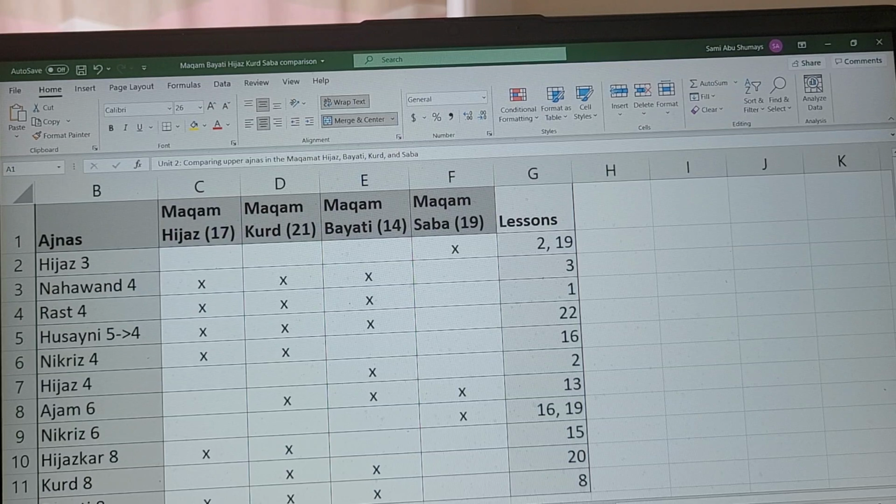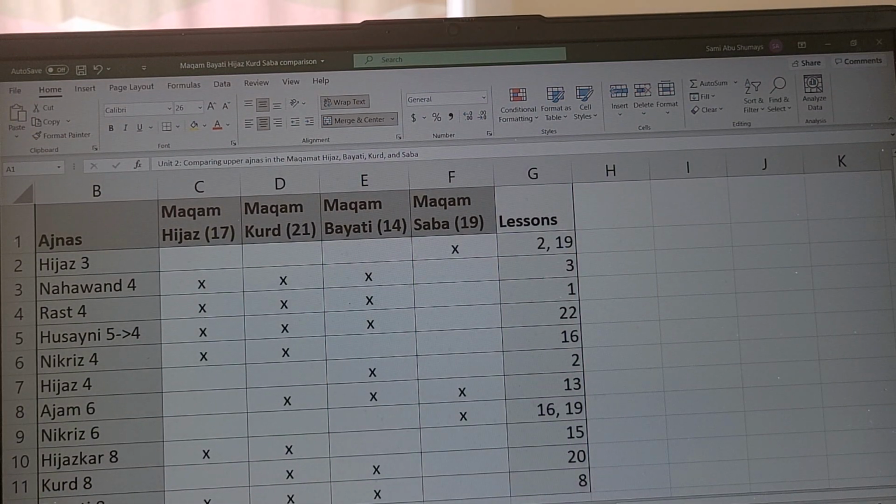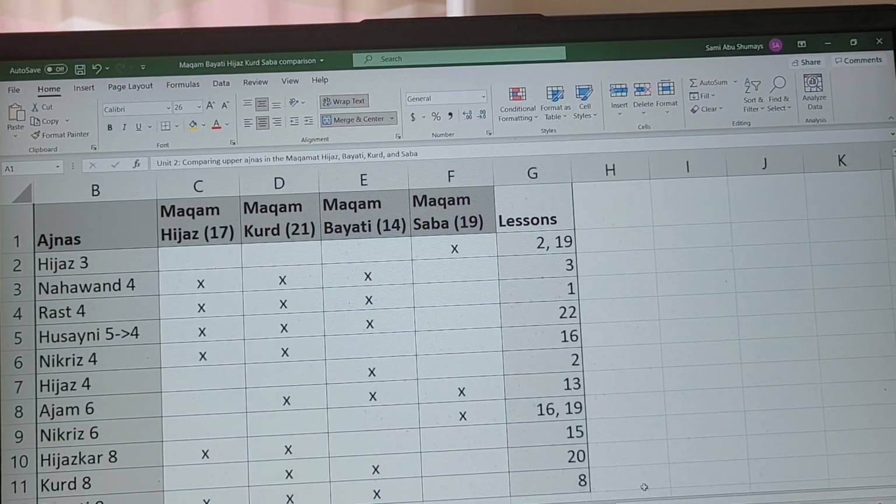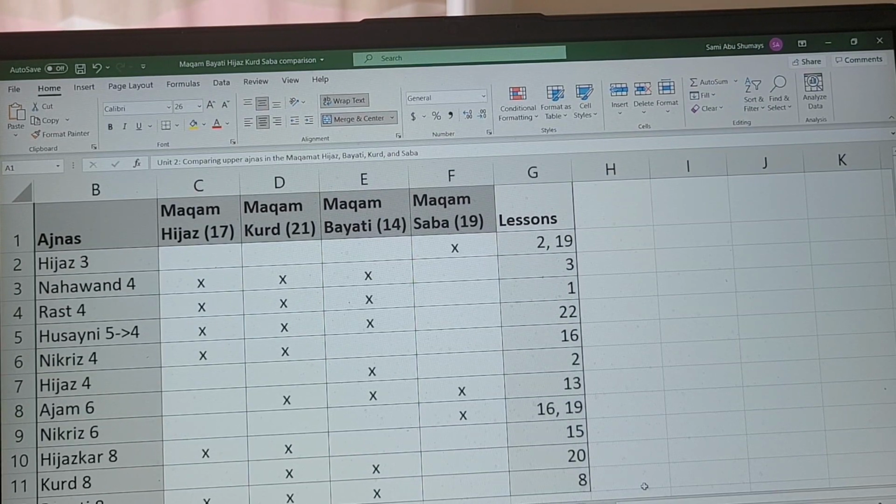Rust, Bayati. I'll let you look at my face for a moment. Rust, Hijaz. So you see it easily goes back and forth between the Bayati and the Hijaz with rust pivoting. So the rust on 4 works for both easily.